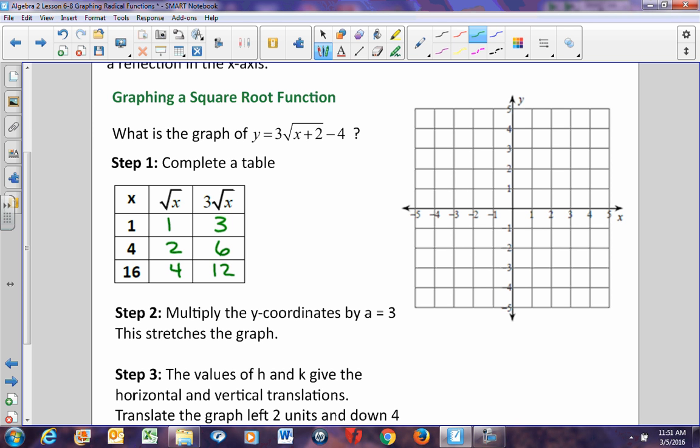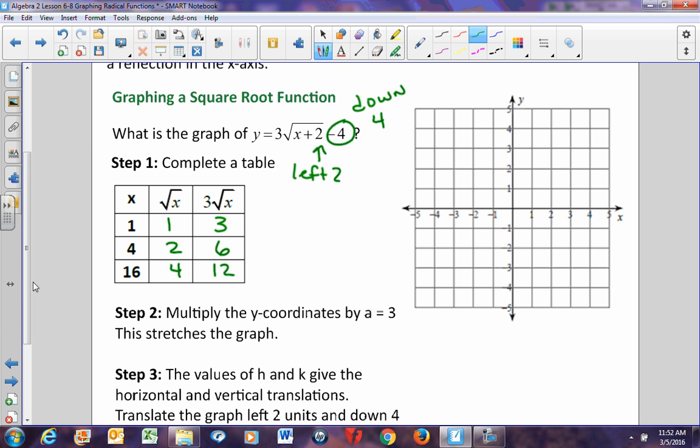Because what we do is you just multiply all your y coordinates by a equals 3. That stretches your graph. So we did step 1 and step 2 together. Step 3, the values of h and k give the horizontal and vertical translations. So you're going to translate the graph. This tells us we should go left 2. And this tells us we should go down 4. So after all is said and done, we can actually do this graph. So now we have to go left 2 and down 4.